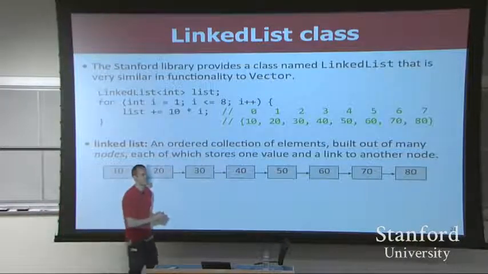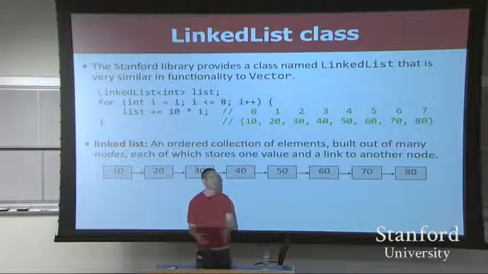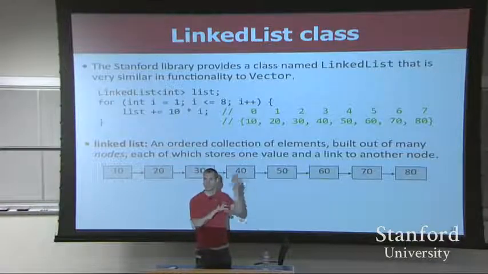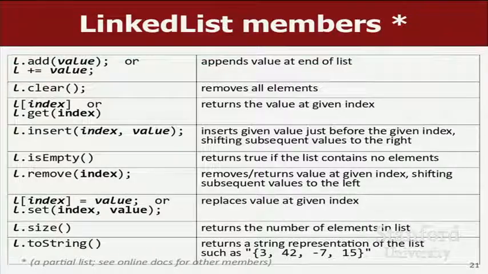OK, well, what does that mean? Well, when you, the client programmer who's using this thing, call those methods, you don't have to do little boxes and arrows. That's not something you have to worry about. That's going on internally. But it has all the same methods as a vector.